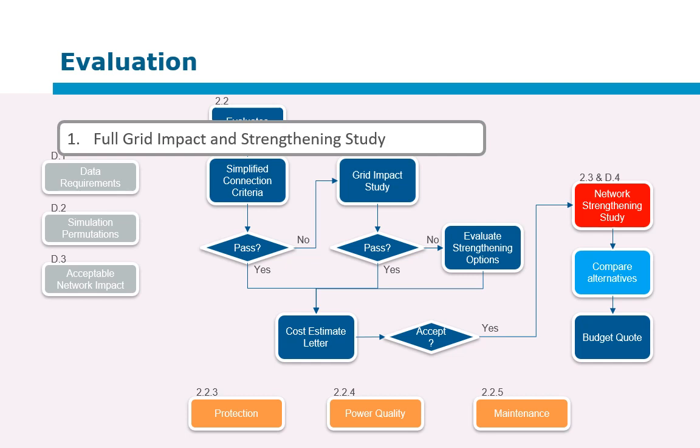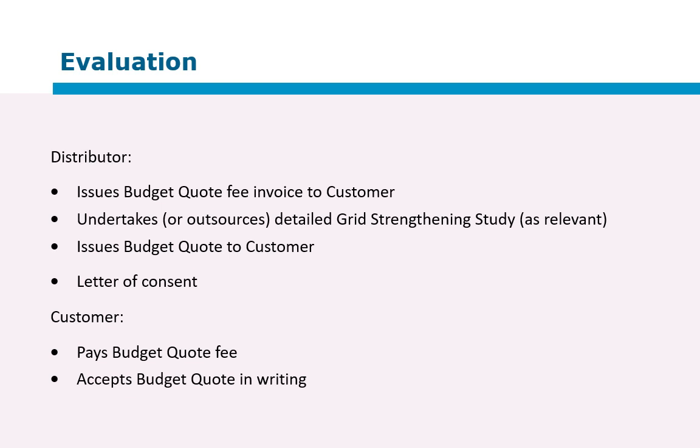The output is the budget quote. To summarize step 3, the distributor would issue a budget quote fee invoice to the customer, and that, if the customer pays it, signifies the commitment to the project. Once that's done, the distributor would undertake or outsource the detailed grid strengthening studies, including all the technical and economic approval committees.